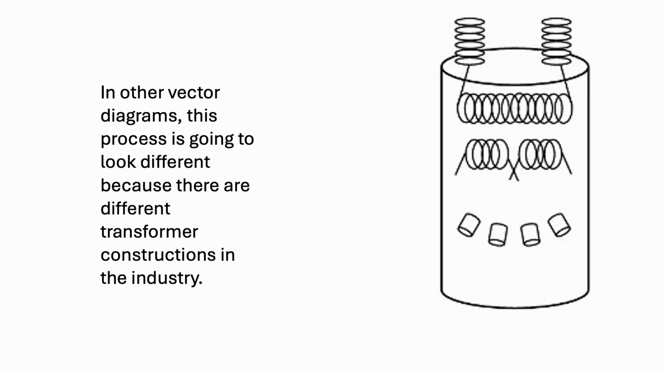So this process is going to look a little different in other vector diagrams, and that's because there's different transformer constructions in the industry. Sometimes you'll have 4 bushings, sometimes you'll only have 3 secondary bushings. You don't always have 2 independent coils. Sometimes it's 1 long coil with just a mid-coil tap. And in the case of our bird transformers, these coil leads are actually tied into the bushings, and so you design how they're connected with one another externally and not internally, as you would with an overhead transformer.